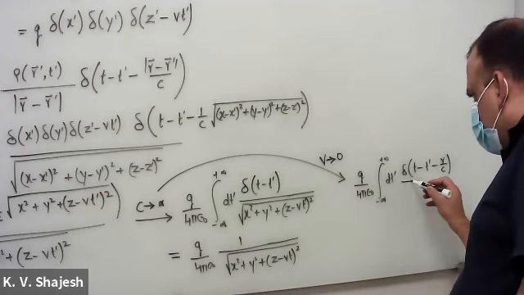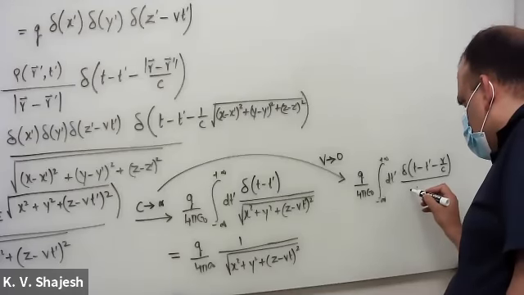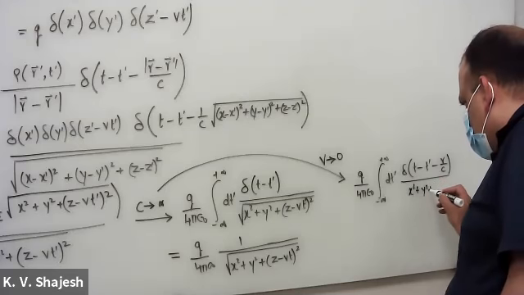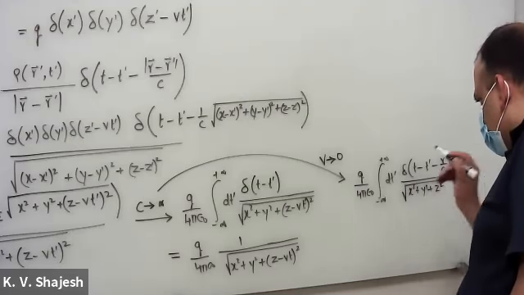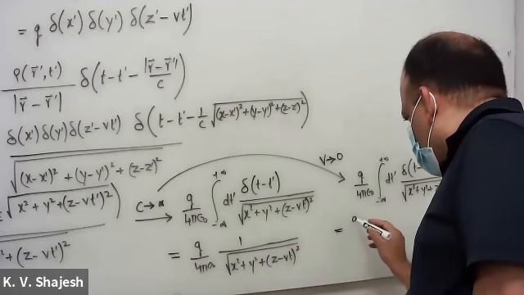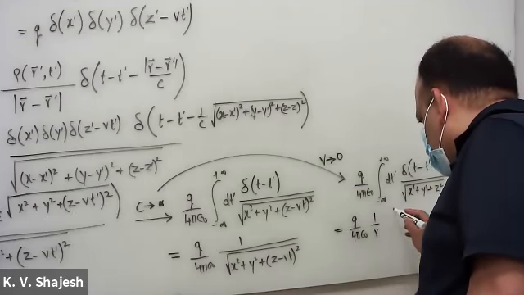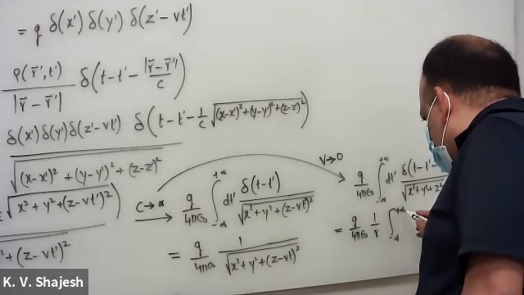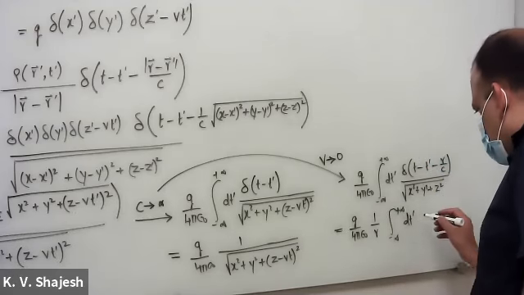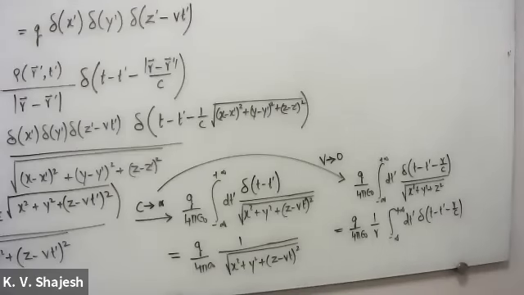and that's divided by R itself, which is basically x squared plus y squared plus z squared, right? R. But now this has become time independent. Right? So this is equal to q over 4 pi epsilon naught 1 over r, and that's the integral from minus infinity to plus infinity dt prime delta of t minus t prime minus r over c. And what will that integral be equal to?